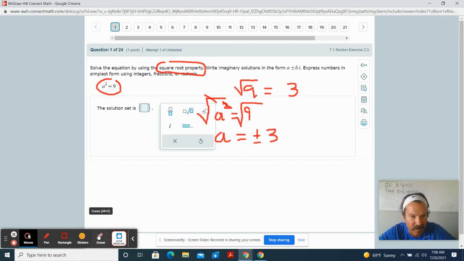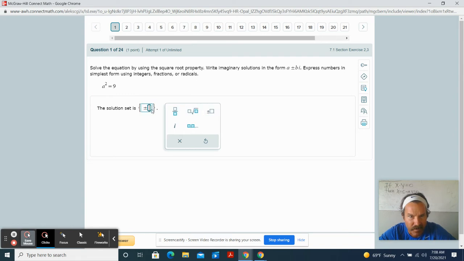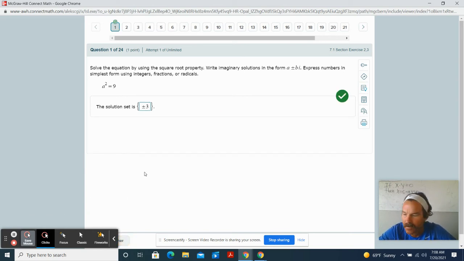Let me erase this. Okay, so see this little plus or minus sign here? We can click this because your keyboard doesn't have a plus and a minus on top of each other. So I'm going to click this first, which makes the plus or minus, and then we hit 3. And then we check our answer.